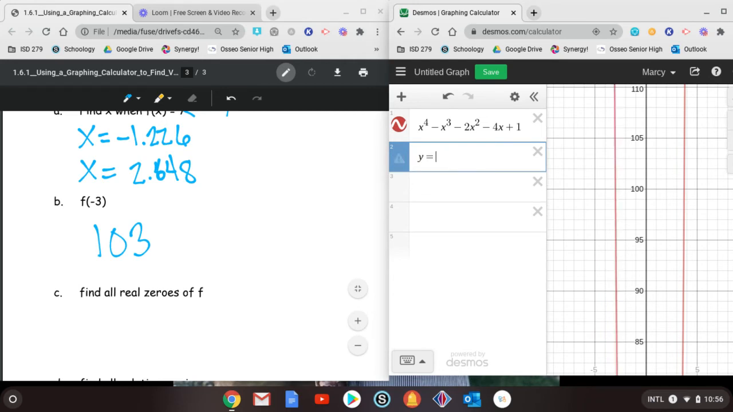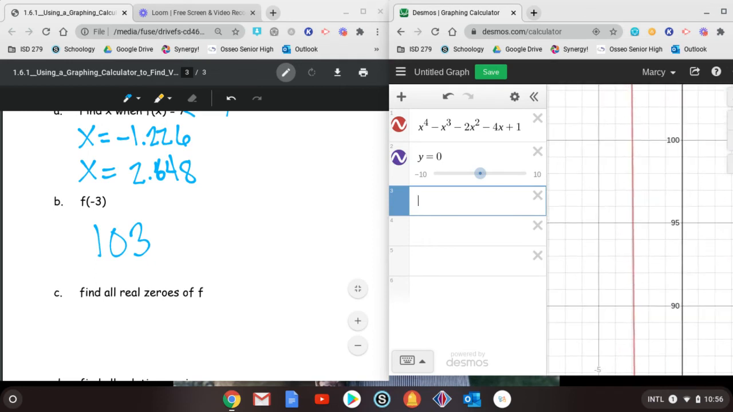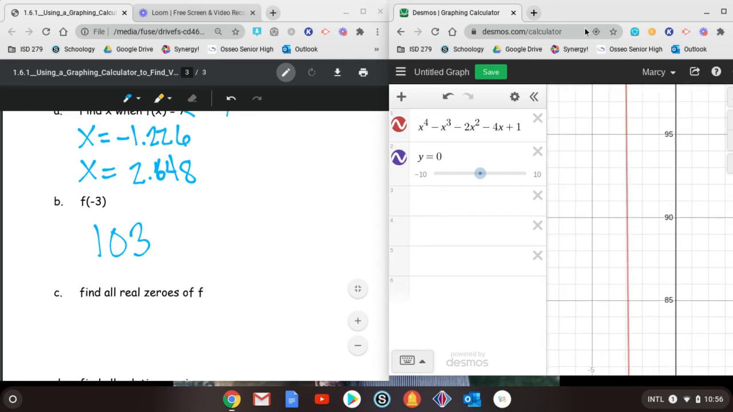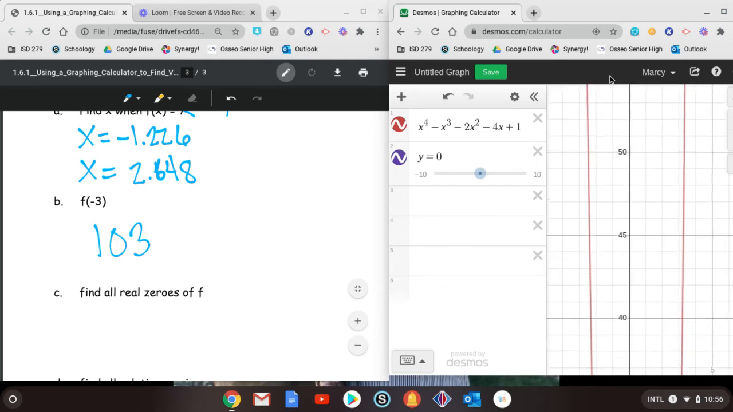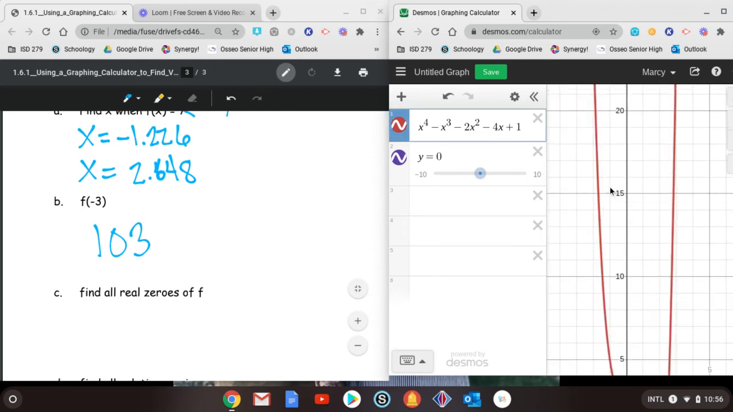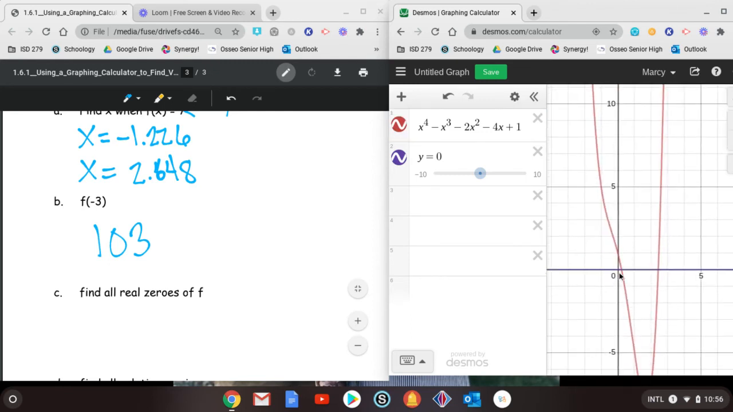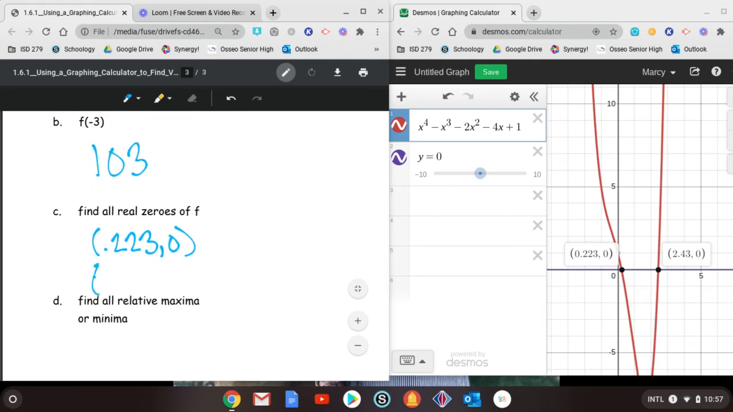So now here is y equals 0 if I'm finding the real zeros. So now I have to go back down. Whoops. It's a little harder when you don't get to see your whole graph. All right, there we go. And there's the point, and there's the point. So my real zeros are 0.2230 and 2.430.